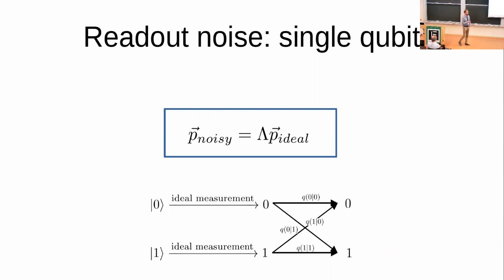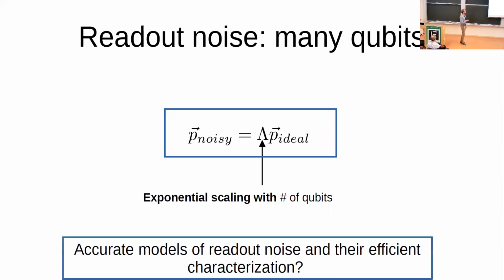And as I said in the beginning, I'm interested in crosstalk effects, so correlations. So I need to go to many qubits. And the point is that if you go to many qubits now, if you consider a generic noise model, the size of this matrix will scale exponentially in the number of qubits of your device. And this means that if you aim to characterize such a matrix, this will become infeasible for large devices. So the question is, are there some models that on the one hand capture at least some of the correlation effects, and on the other can be characterized efficiently?